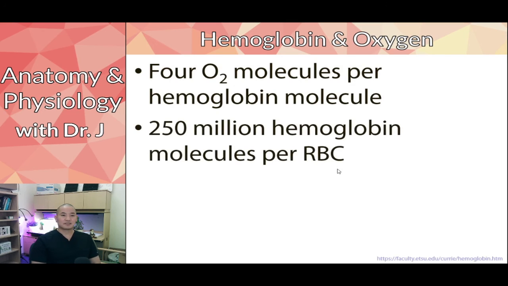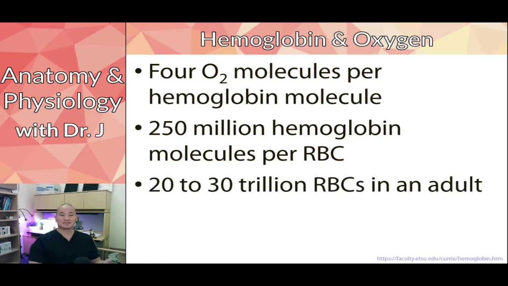And the thing is that you have about 250 million of these hemoglobin molecules per erythrocyte, per one of those small little coin-shaped cells. So per red blood cell, on average, you can have potentially a billion oxygen molecules being carried by one single red blood cell. And how many red blood cells do you have? You have 20 to 30 trillion red blood cells in an adult. So multiply 20 to 30 trillion by 1 billion, and that's how many potential oxygen molecules you can transport in your red blood cells alone.